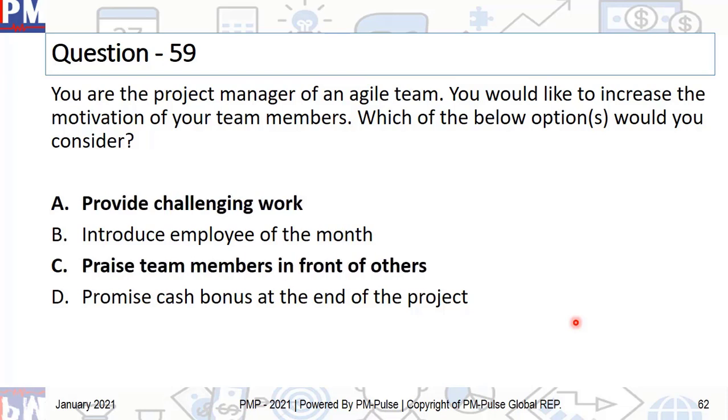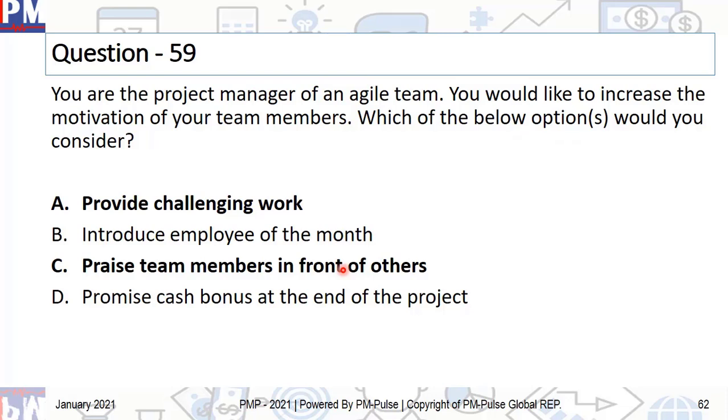And the correct answers are A, provide challenging work, and C, praise team members in front of others. Now, basically, this is one of those questions which has check boxes instead of radio buttons. That's why it says "which of the below options," right? Sometimes they will not always say choose two, choose three. So with these kinds of questions you'll have to be even more careful.